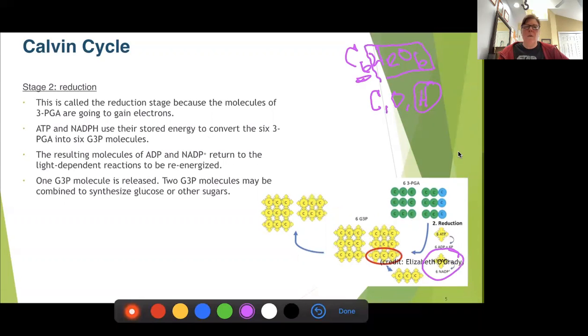Also, because this reaction is endergonic, we need power, we need energy, and we're going to use that ATP that we made in the light reaction. And now we have 6 molecules of G3P. 1 molecule is going to exit the cycle, and we're going to use that as a 3-carbon sugar. We're going to use that to make all kinds of biological macromolecules inside the plant.